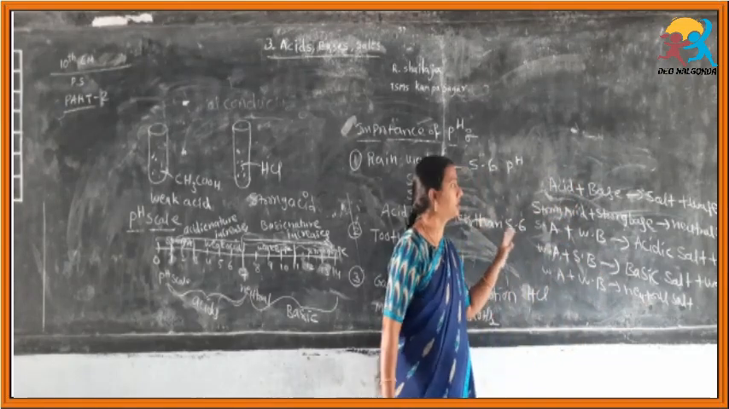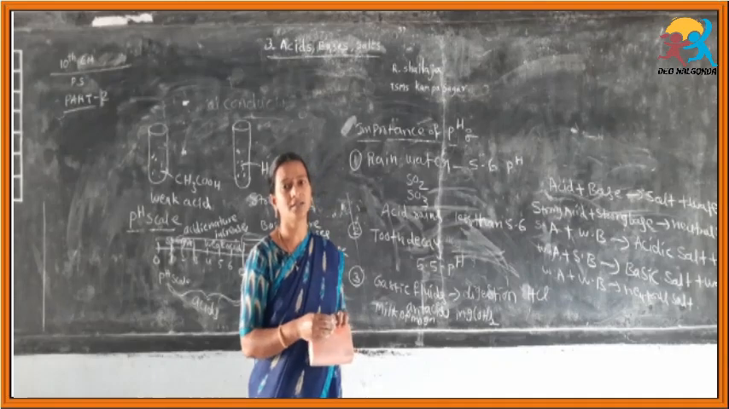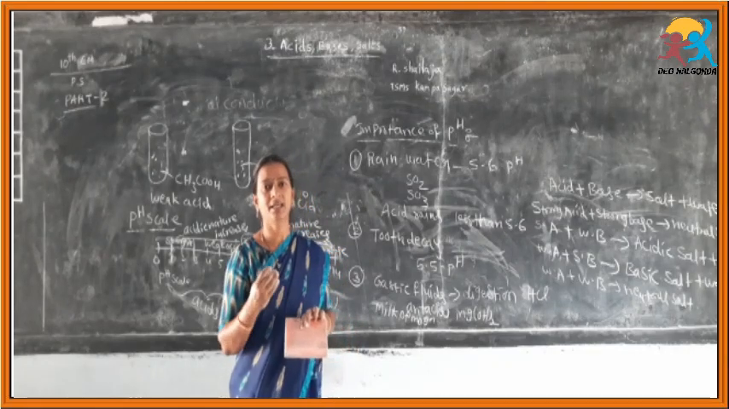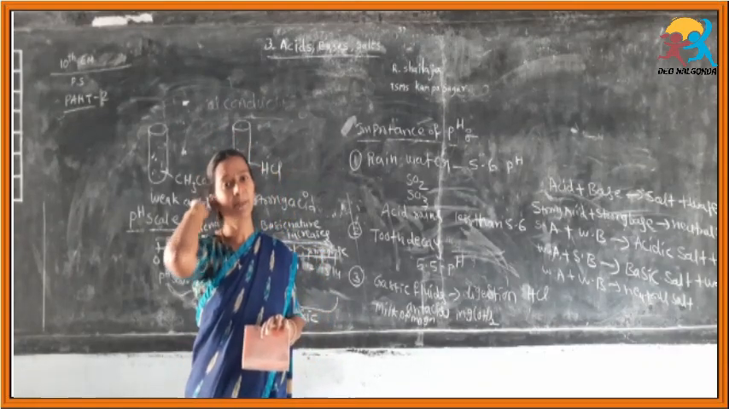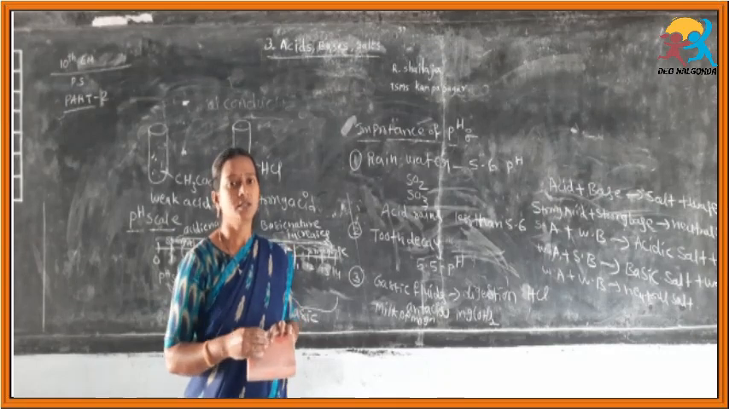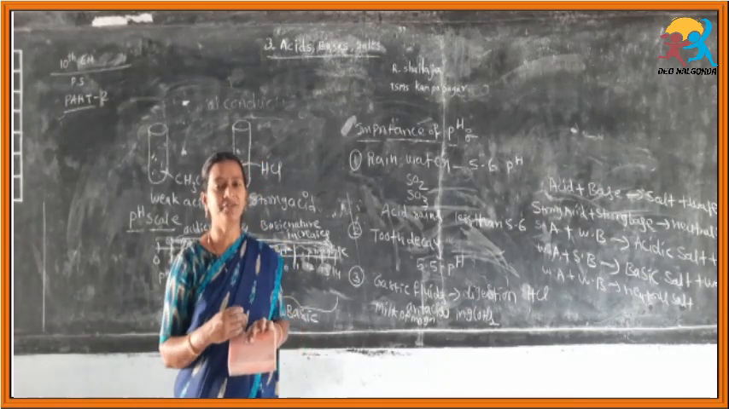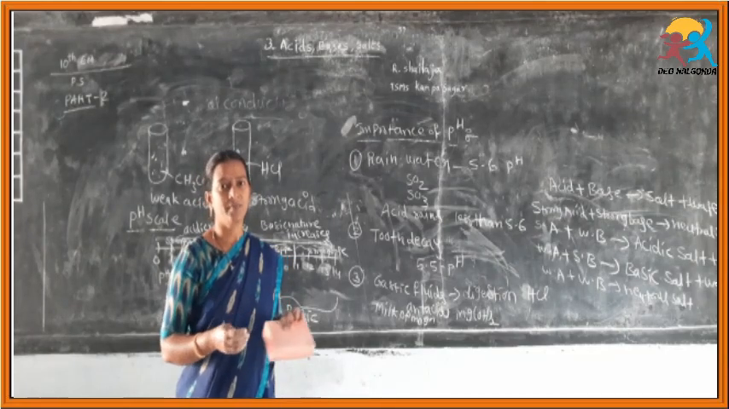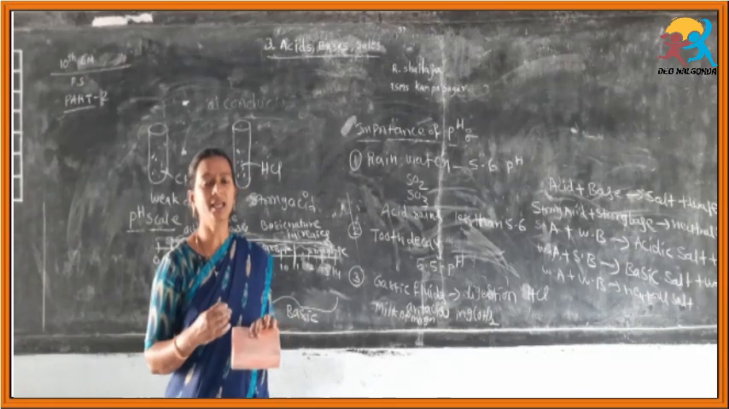So it depends on the acid and base combination reaction, it gives different types of salts. Strong acid, strong base gives neutral salt and water. Strong acid, weak base gives acidic salts. Weak acid, strong base gives basic salts. Weak acid and weak base gives neutral salts only, but depending on the weakness, the dominating one gives acidic or basic nature.